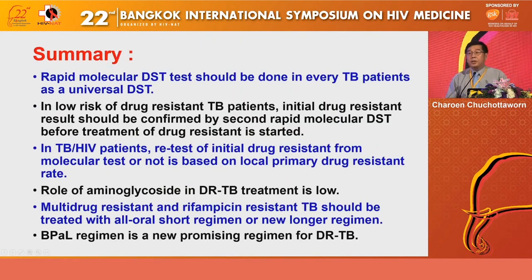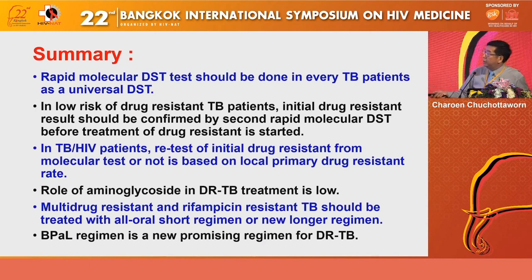Okay. So my summary is that the rapid molecular test should be done in every new TB patient, for diagnosis and as a universal DST. In low-risk patients, if the initial result shows resistance, you have to reconfirm it. In TB-HIV, if you have a low prevalence of MDR, less than 15%, you have to retest if the initial test shows resistance. And the use of aminoglycoside in drug-resistant TB is low.